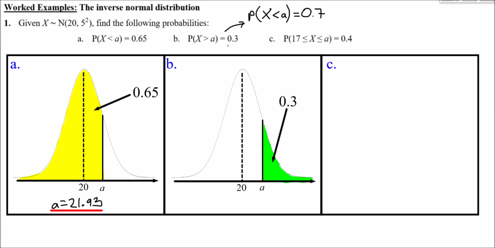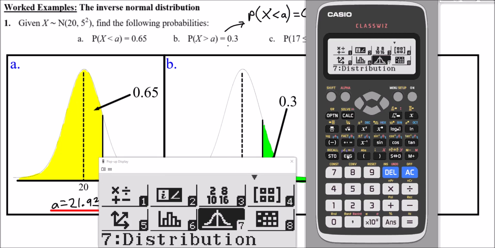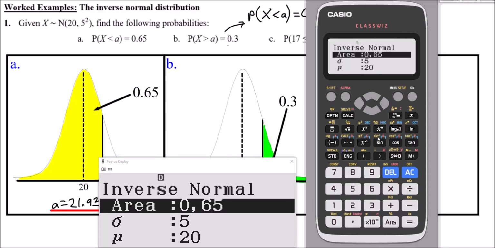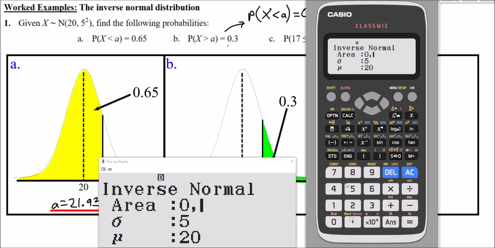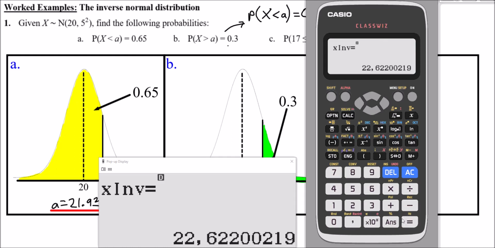So again, we go back into the calculator. So it's menu, option 7, option 3, in case you forgot how to get onto it. Now we want to type in an area of 0.7. The standard deviation is still 5, the mean is still 20, so press equals. We then get that a this time needs to be 22.62.